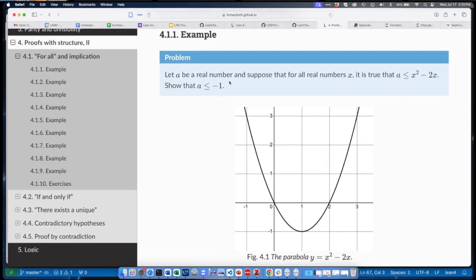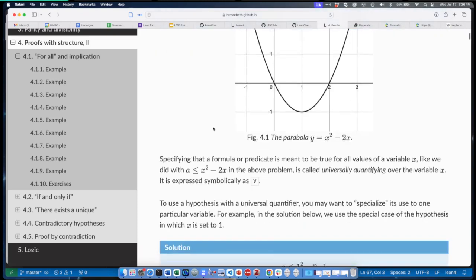Let a be a real number, and suppose that for all real numbers x, it's true that a is less than or equal to x squared minus 2x. So here's the parabola, x squared minus 2x. The minimum is -1, so a is always going to be less than or equal to -1 when a is a real number.